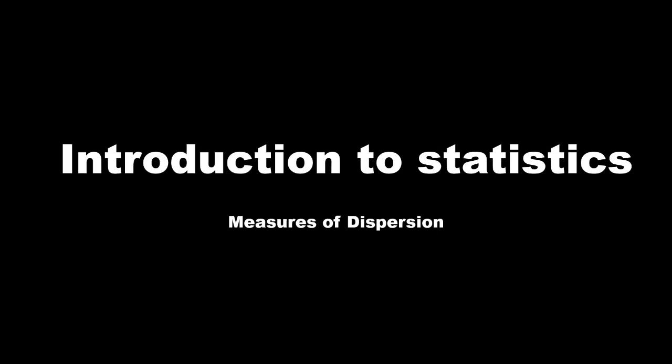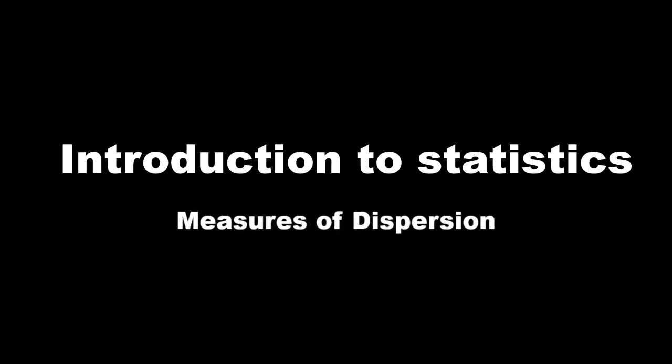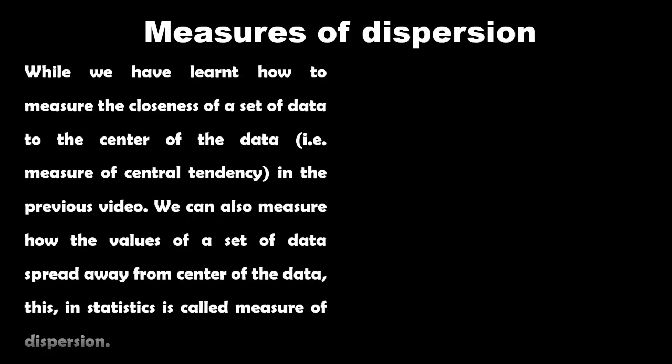Hello everyone, we are still in the introductory part of statistics. In this video, we are going to talk about measures of dispersion. While we have learned how to measure the closeness of a set of data to the center of the data, that is, measure of central tendency in the previous video, we can also measure how the values of a set of data spread away from the center of the data. This, in statistics, is called measure of dispersion.